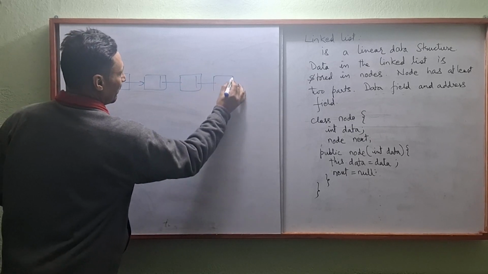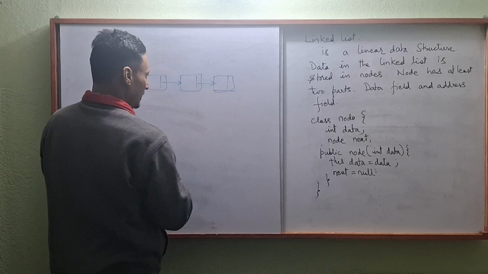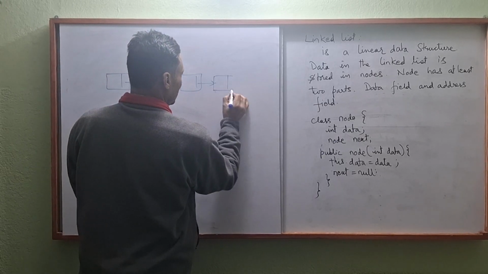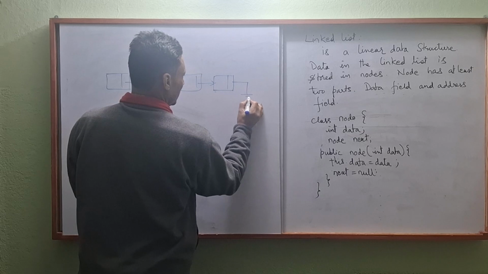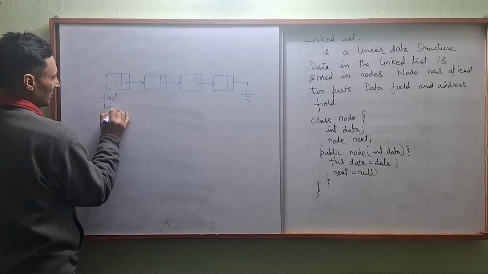Each node has at least two parts. We are now talking about a singly linked list here. So each node has only two parts, okay. One is the data part, another is the address part, okay. Suppose this is the first node, or we can call it the head also.